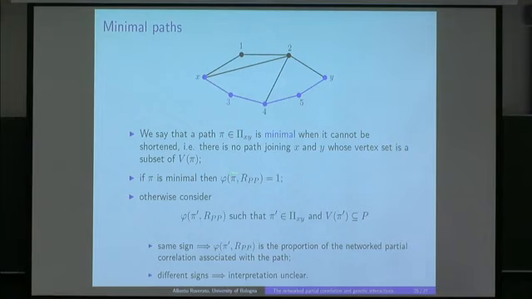So clearly, an edge of a graph is a path that cannot be shortened. But this is more general. When we have a path with this property, then its weight is a network partial covariance.